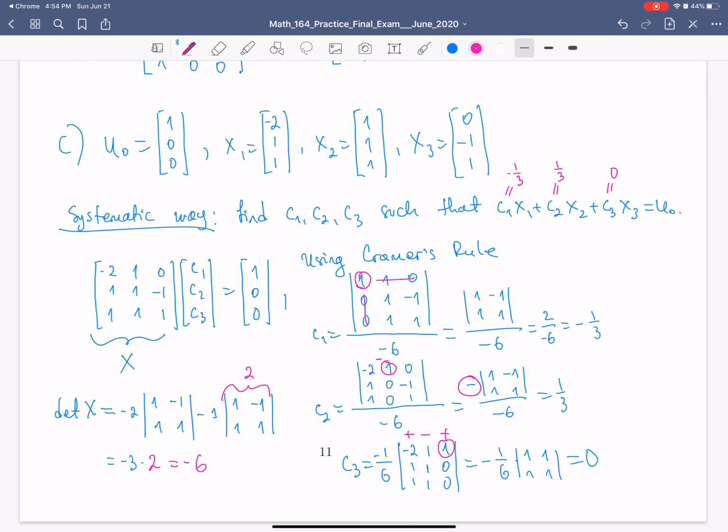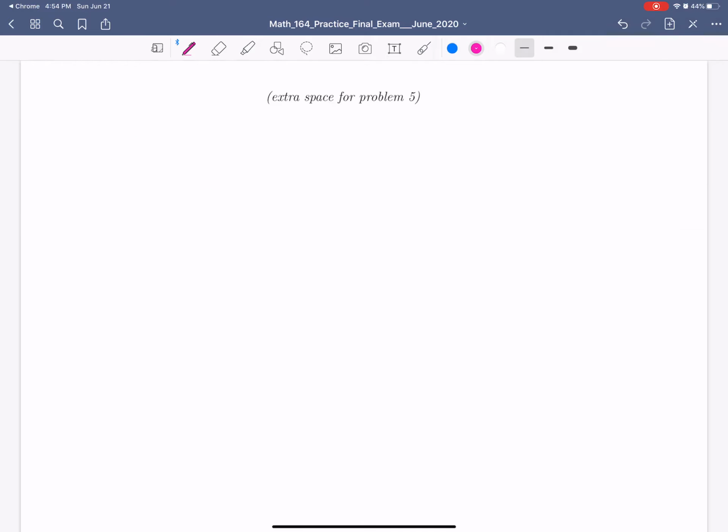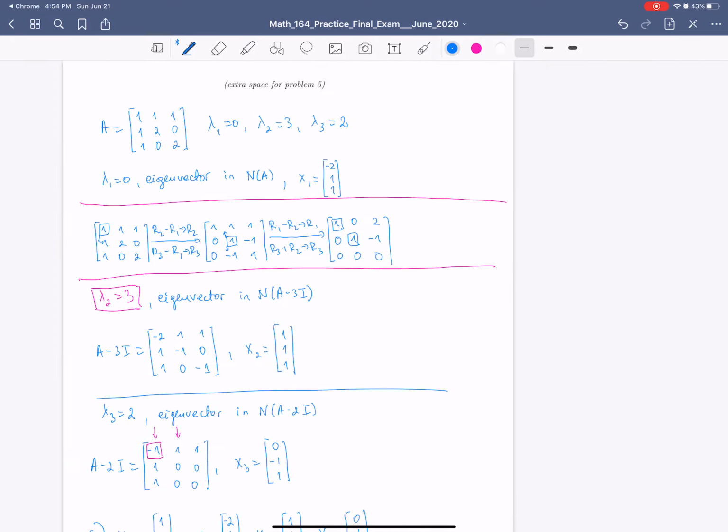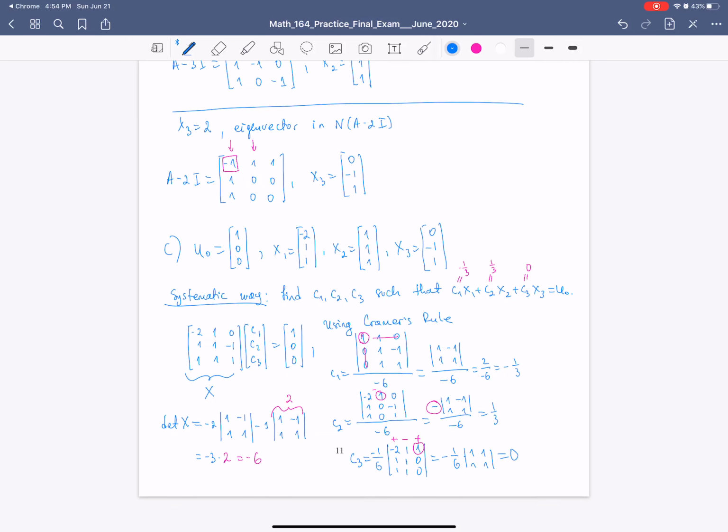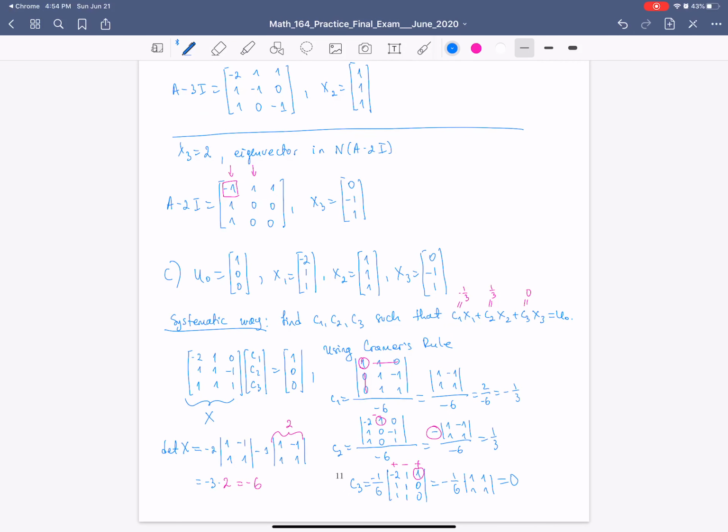Now, I actually need a new page. So I have my vector U0 equals negative 1 third x1 plus 1 third x2 and nothing from x3. We can double check that this is really so. So essentially, if we do minus x1 plus x2 and then divide that sum by 3, we will be able to check that we have this correct.